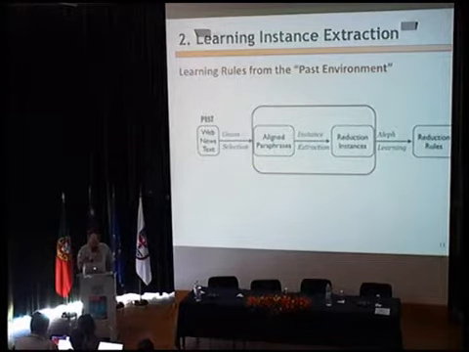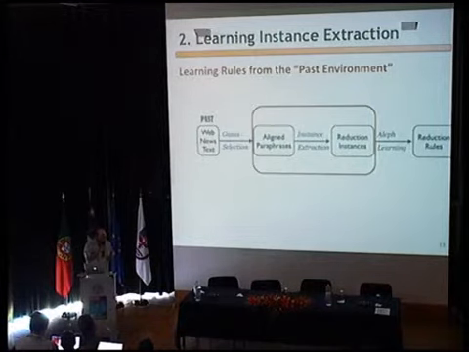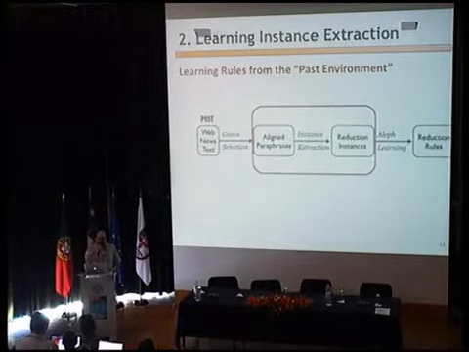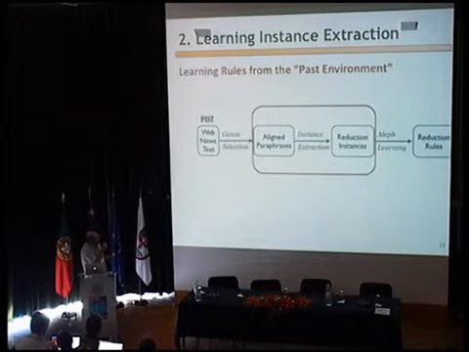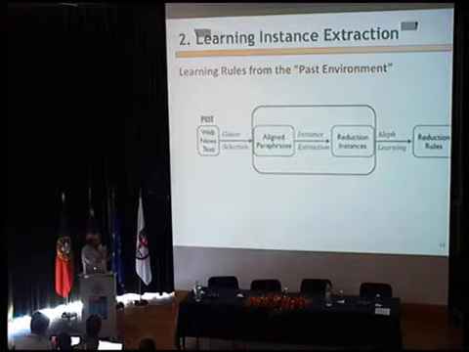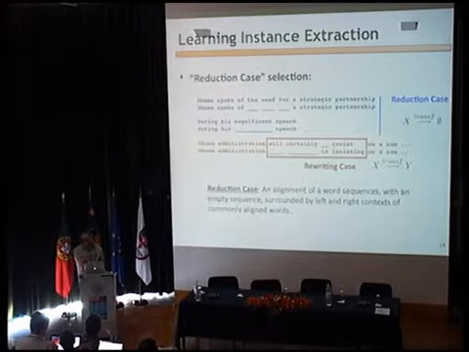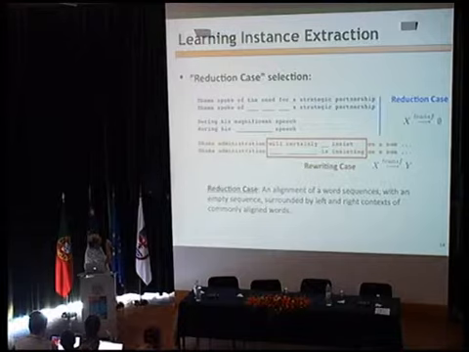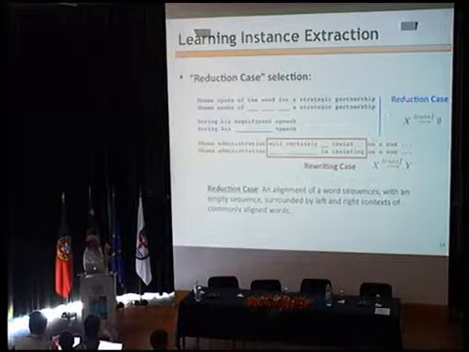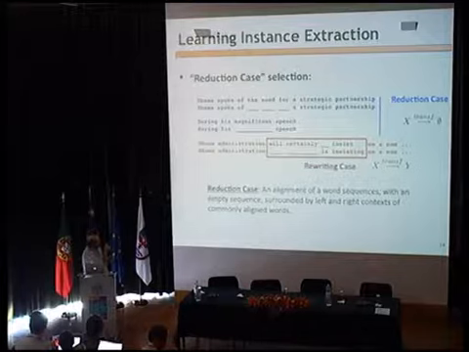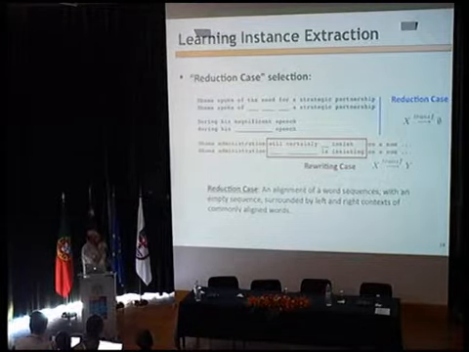Now I'm going to explain how we extract some special structures that will then be used in the creation of learning instances to feed a machine learning algorithm. From a large set of aligned paraphrases, as shown before, we take notice of special structures which we call reduction cases. Here we have two different types of structures. Here we have a rewriting case, but in this work we only focus on reduction cases.